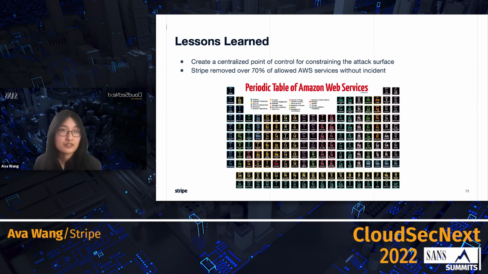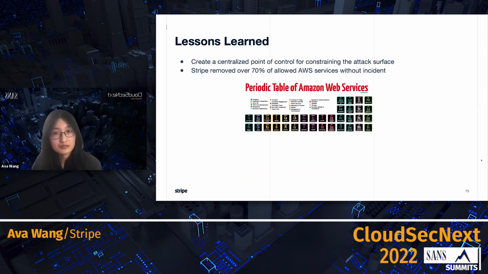Due to the sheer number, it's really difficult to add monitoring and controls on every service and region allowed. I'll recall the illustration we used in the beginning, which is this large periodic table of just a selection of AWS services and how we can remove the security risks of many of these by just denying access to them via SCPs.